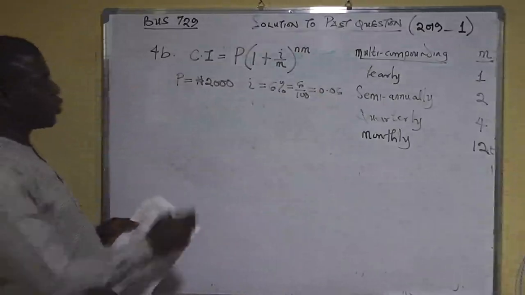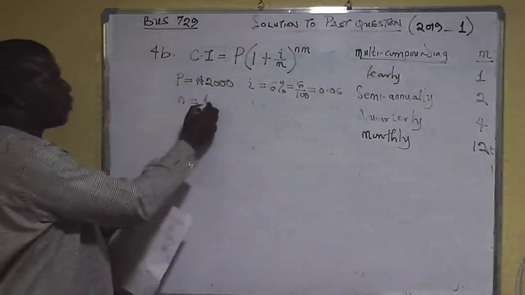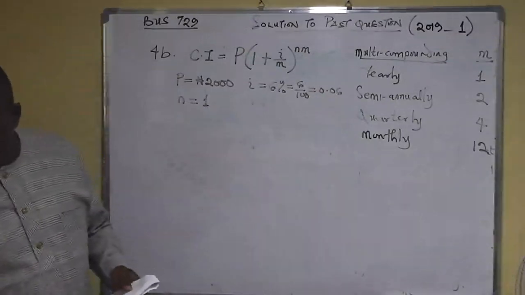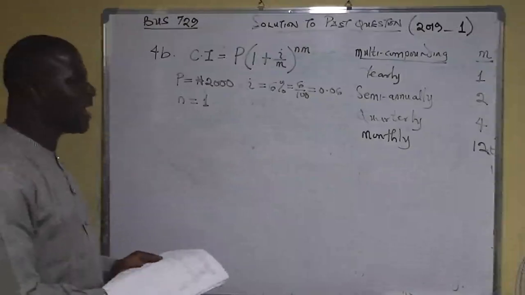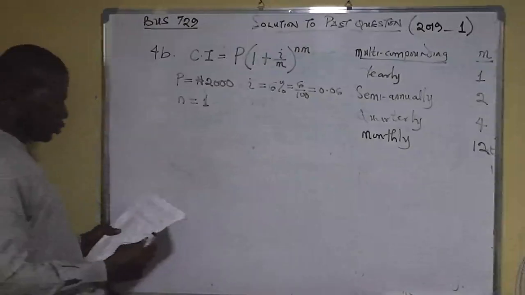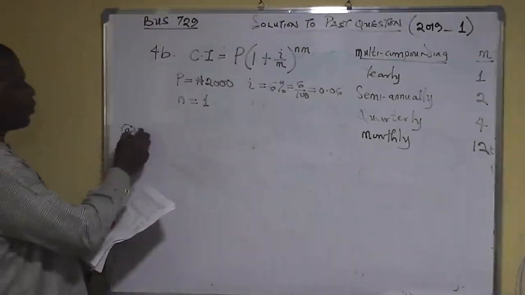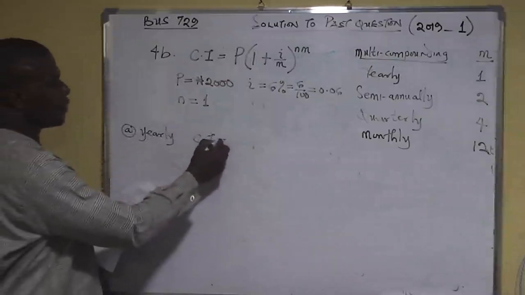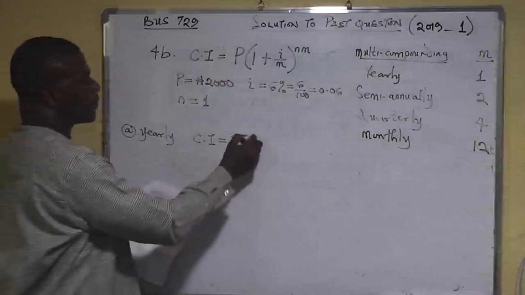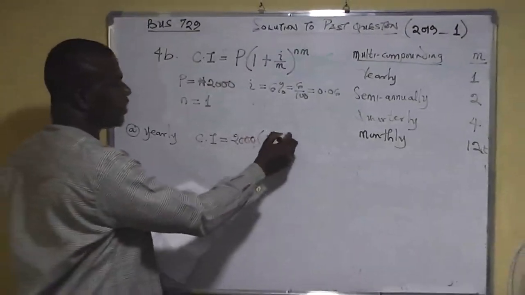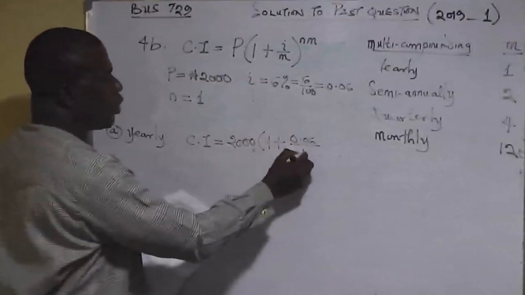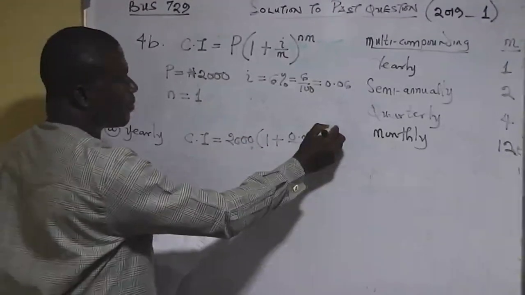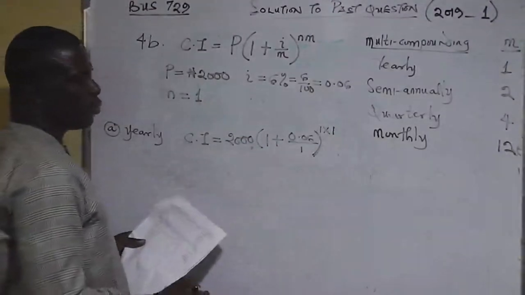And it is just 1 year. Your N is 1. Why? Because they said find your balance at the end of the first year. So your N is 1 in this case. So here now, I'm going to say for A, which is yearly, my compound interest is going to be 2,000 into bracket 1 plus interest rate 0.06 all over 1, into bracket 1 times 1, because it is yearly.